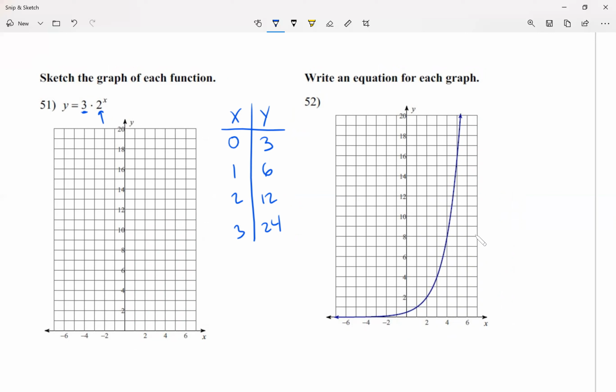So now let me plot these points. My first point is 0, 3. That's right here. Next point I have is 1, 6. Then I have the point 2, 12. And then I have the point 3, 24. Now that one I cannot graph. It's outside of my picture. So let me make my graph going through the points.